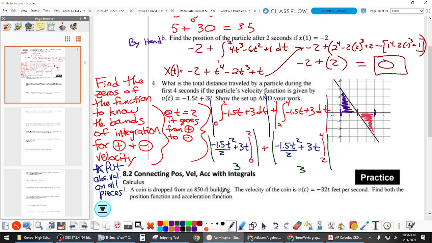4 times 1.5. Okay. It is. You're right. And then plus 12, so that's 0. And then the 2 should be the same value.